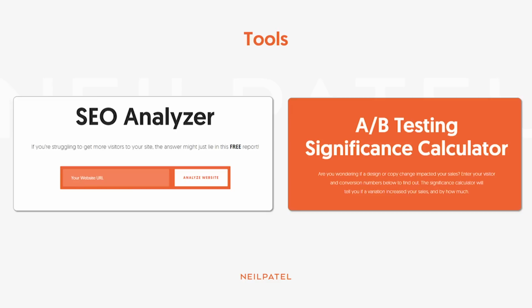Another one is the SEO Analyzer on neilpatel.com. It ends up showing you all your site audit errors. And if you haven't used it, check that out. Go look at the SEO Analyzer, put in your URL. I also even have the A/B testing calculator, which tells you if a test is significant when you're running an A/B test using Optimizely or Crazy Egg or VWO.